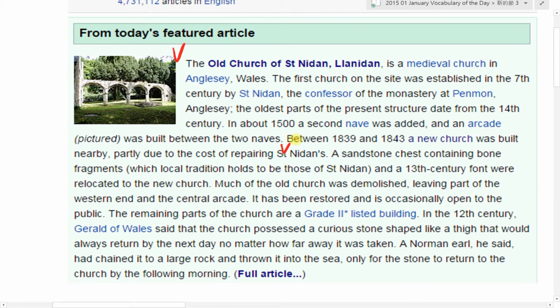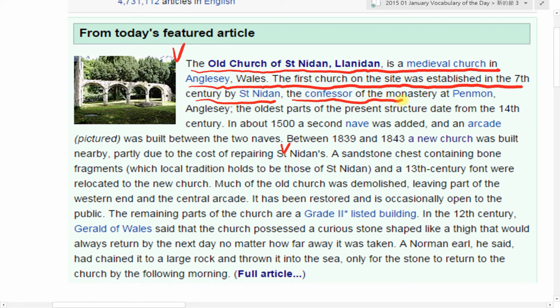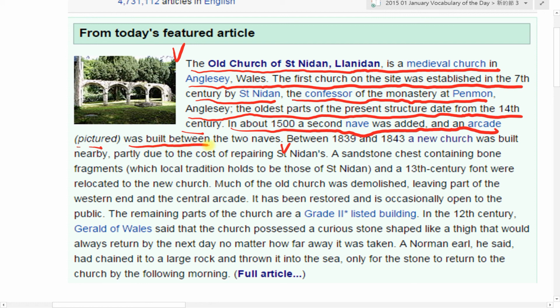好的，同学们可以跟老师再念一下。The old church of St. Lanidon is a medieval church in Anglesey, Wales. The first church on the site was established in the 7th century by St. Lanidon, the confessor of the monastery at Penmon, Anglesey. The oldest part of the present structure date from the 14th century. In about 1500, a second nave was added, and an arcade was built between the two naves.